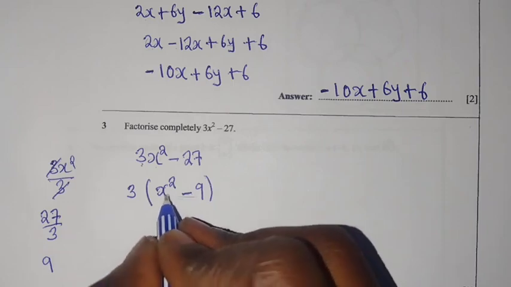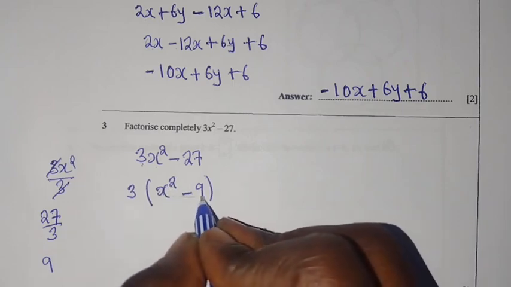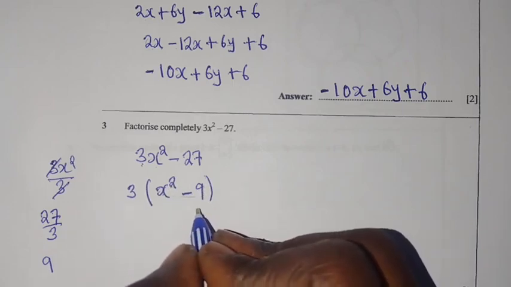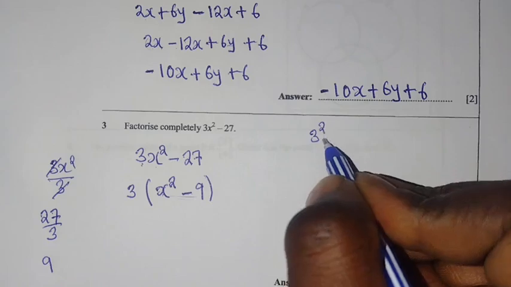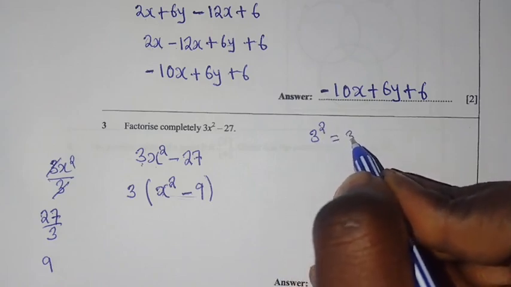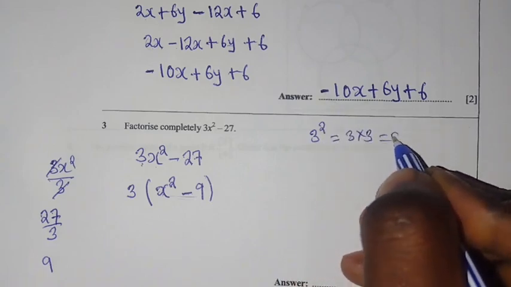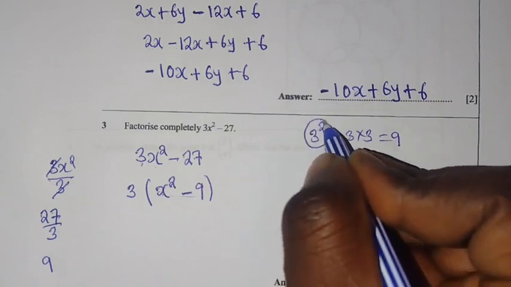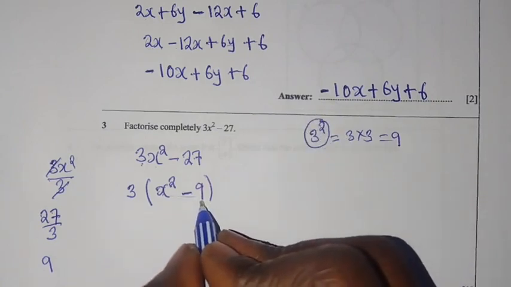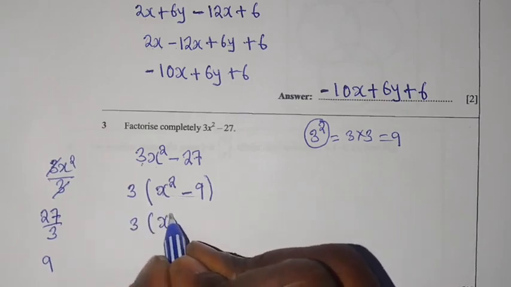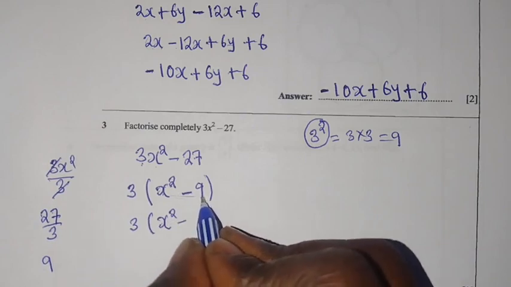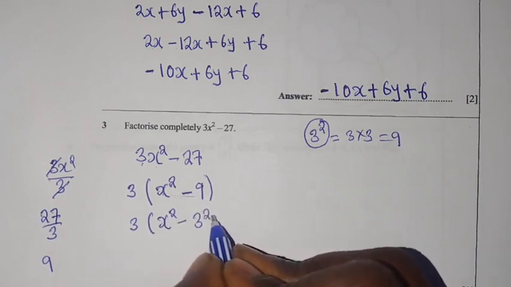Now from here, you can see x squared. Here you have a 9. This 9 is a perfect square, so it can also be written as 3 to the power 2, because 3 to the power 2 gives us 3 times 3, which is 9. If I write like this, it doesn't mean that I've changed anything here. So I'll write 3, open the brackets, x squared minus, and this 9 we write as 3 squared.